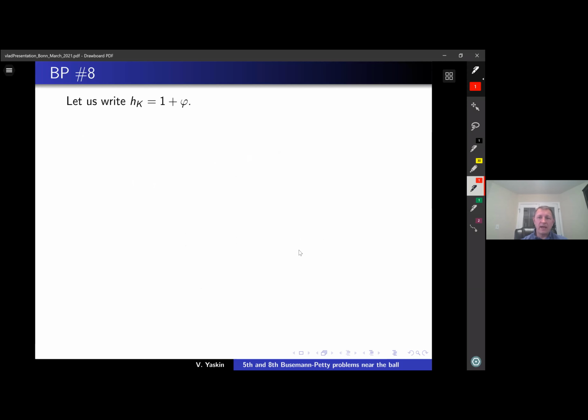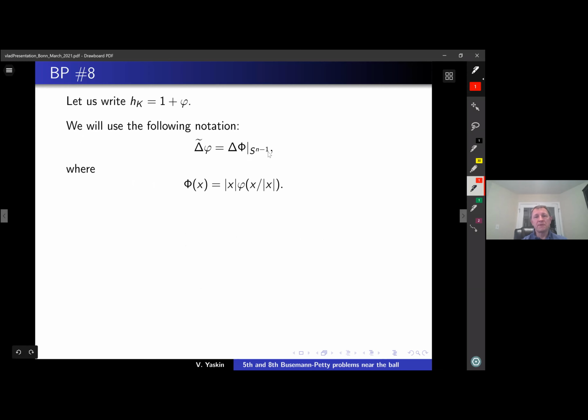Now let's assume that HK is of this form, 1 plus phi, some small function phi. We'll use this notation. So this operator delta tilde is defined as follows. You start with the function phi, extend it to Rn as a homogeneous function of degree 1, apply the usual Laplacian on Rn, and then restrict this back to the sphere. Okay? So this is what delta tilde is.